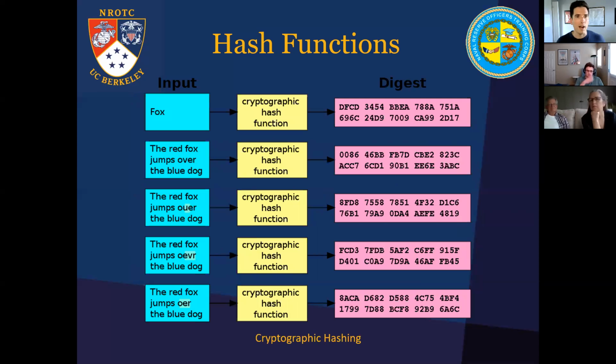So a couple of examples here. If I give it the word fox and I run it through my hash function, it gives me this message digest or hash output, which is some value of fixed length. If I give it, the red fox jumps over the blue dog, it'll give me a different hash value or a different digest, but of the same length. If I give it Tolstoy's War and Peace, it'll give me a different hash value, but of the same length as every other hash value. So that's kind of an interesting property of hash functions.